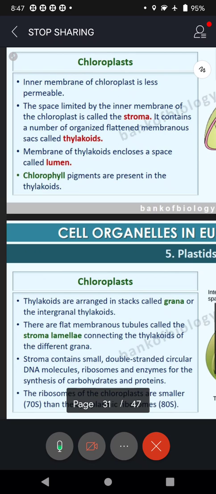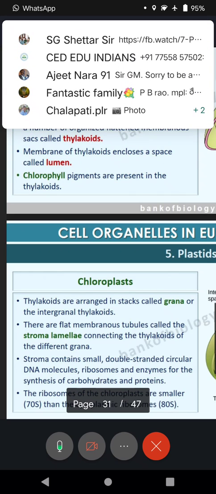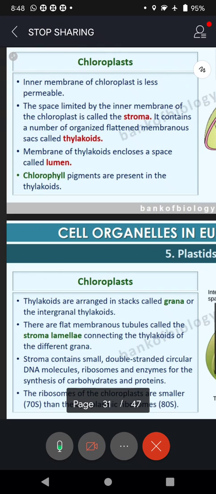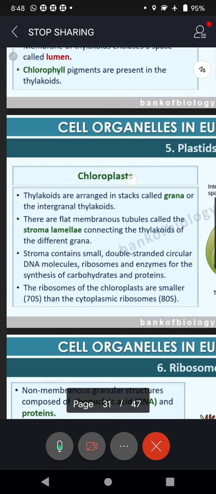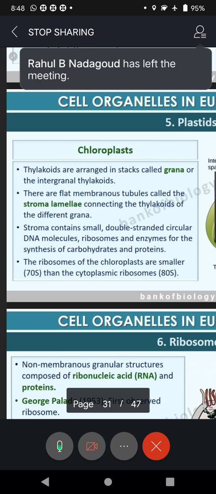It contains a number of organized flat membranous sacs called thylakoids, like 1 rupee coins. The membrane of the thylakoids encloses a space called the lumen, and chlorophyll pigments are present in the thylakoids. This is our intention when studying the anatomy of the chloroplast: we would like to pin down where exactly the chlorophyll is present. So it is in the thylakoids.